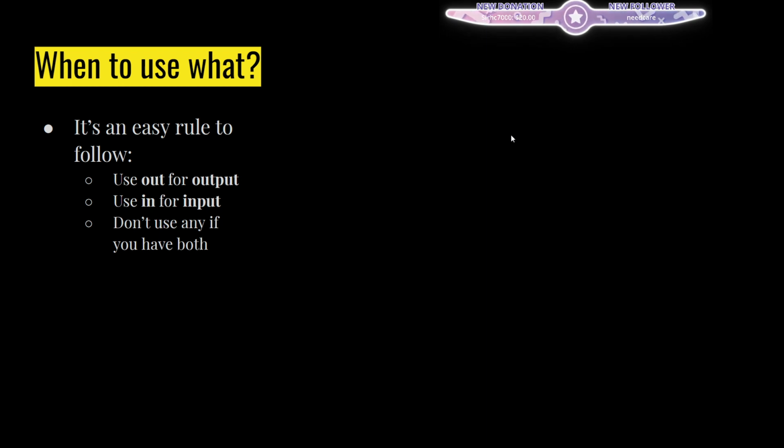And very simple rules for when to use what. If your generic returns something, use out. If your generic takes something as input, use in. And don't use any modifier if you have both. Those are the basic rules that you should follow. Very simple. For every input, add in, and for every output, add out. Very simple rules for generics, covariance and contravariance.